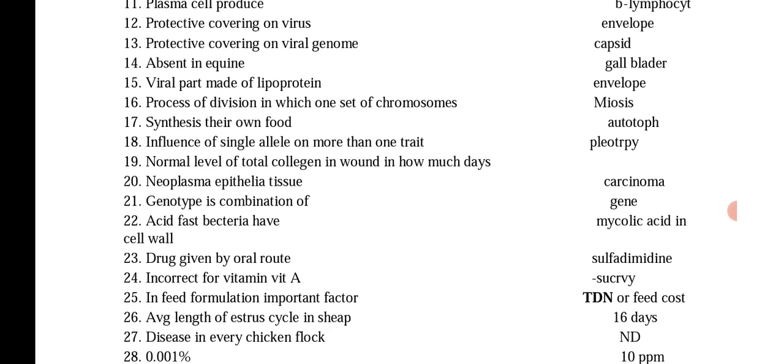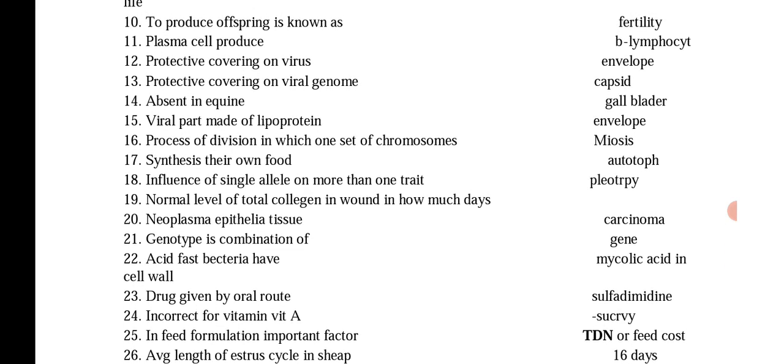Process of division in which one set of chromosomes results is meiosis. The chromosomes are haploid in meiosis. Organisms that synthesize their own food are autotrophs. Examples are plants. Animals cannot synthesize their own food; they are heterotrophs. Photosynthetics are autotrophs.